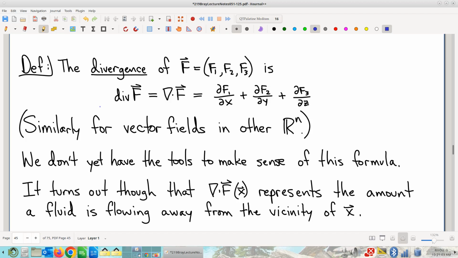Okay. All right. So here's the definition of divergence, right? It's this formula right here, and you can work with the formula as it is, and that's fine. But we do have this, I think, better notation for it right here.